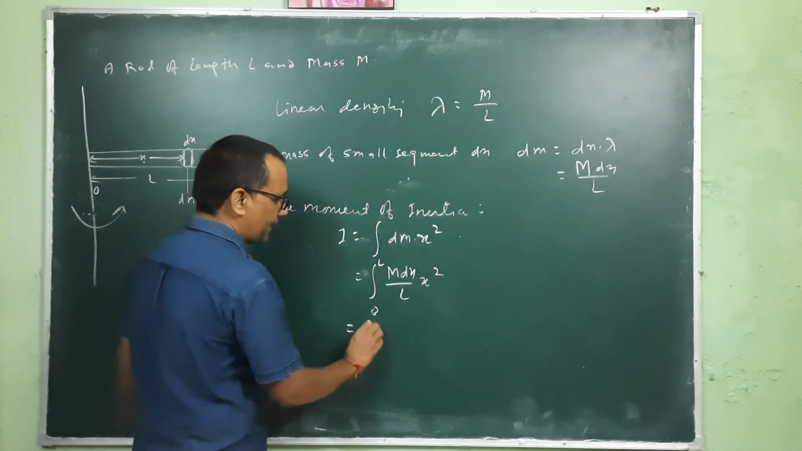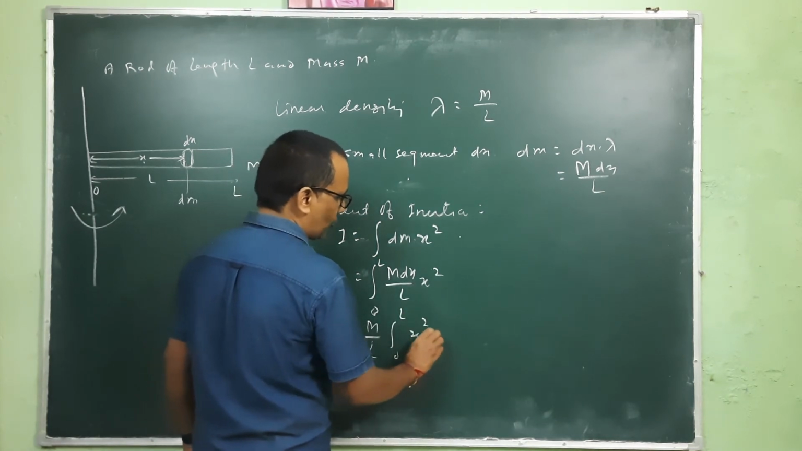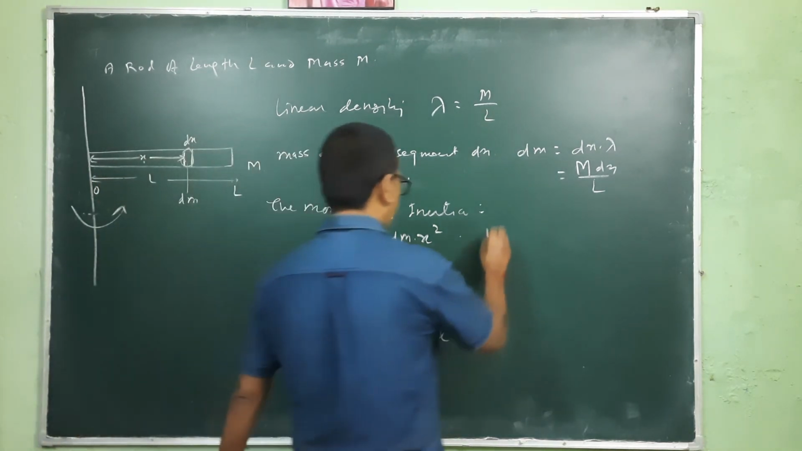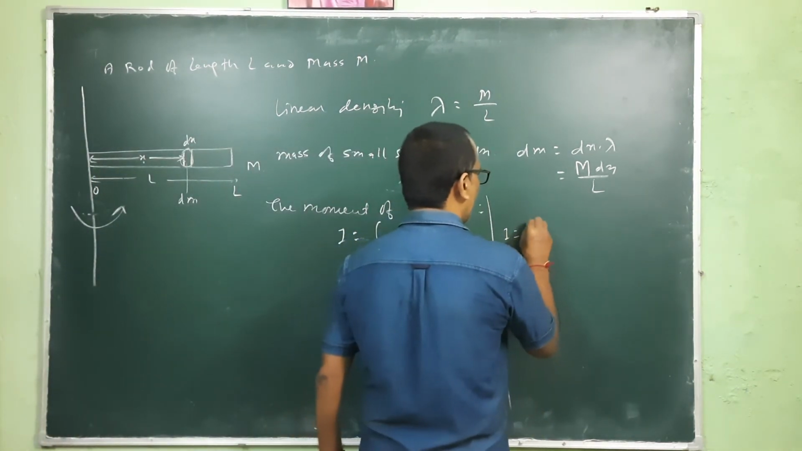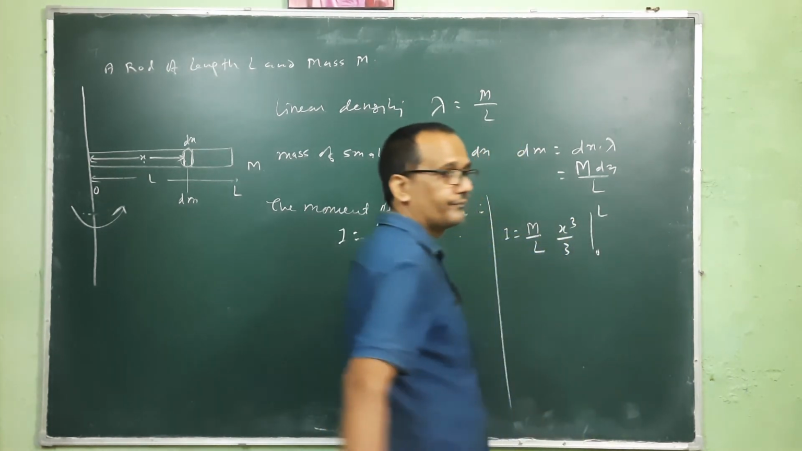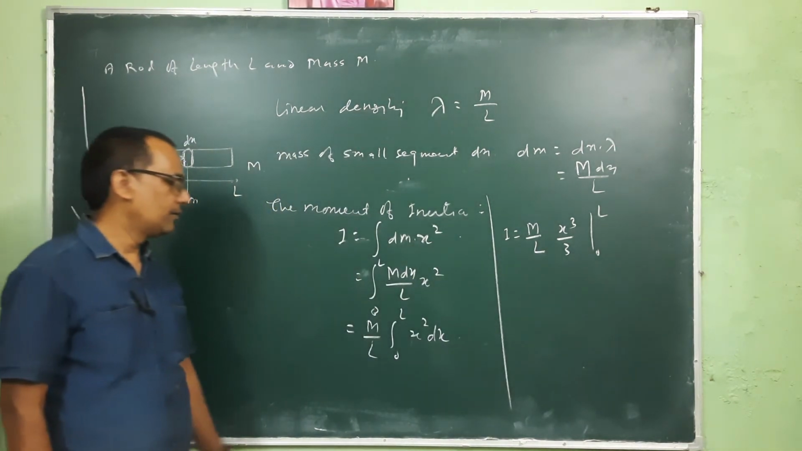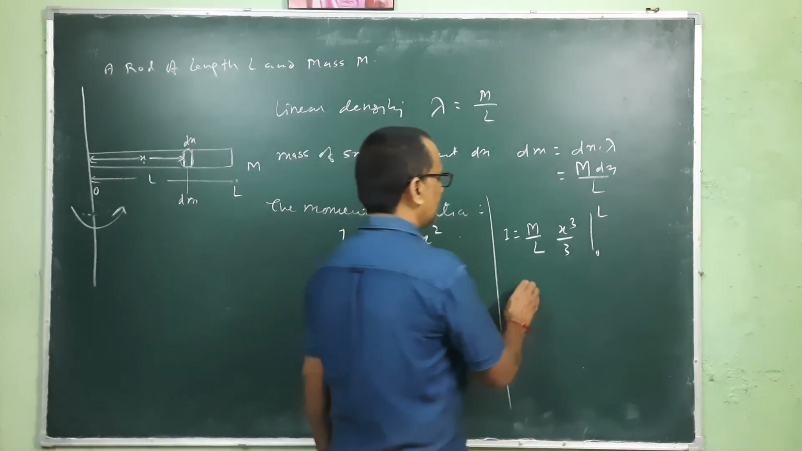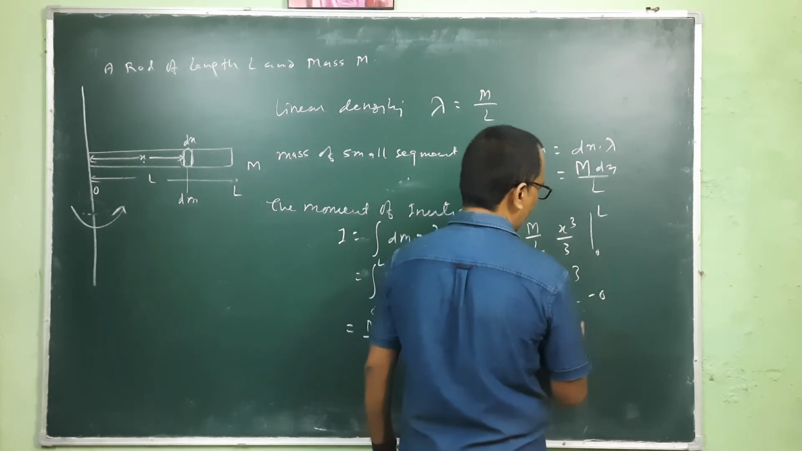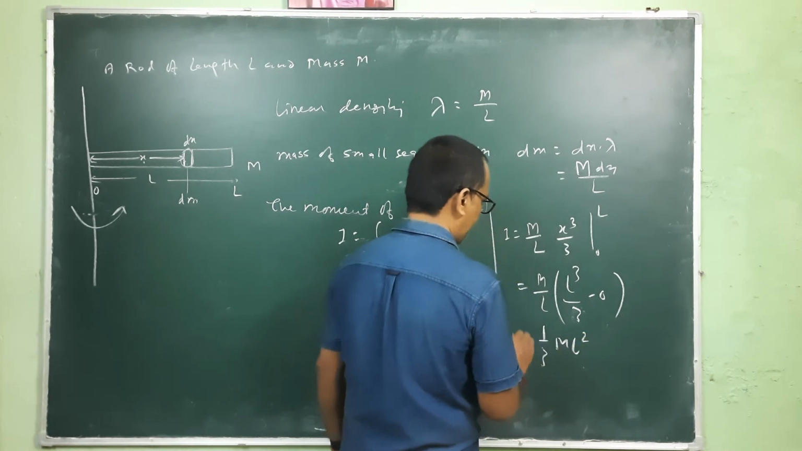Now you can integrate this. So this is M by L, the integration from 0 to L of x square dx. Again, by using the same formula, we get I equal to M by L times x cubed by 3 from 0 to L. One order enhancement in the power. So this is M by L times L cubed by 3 minus 0. So this is 1 by 3 M L square.